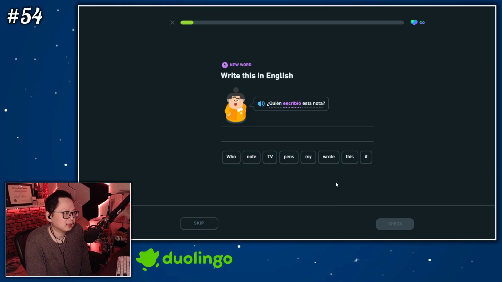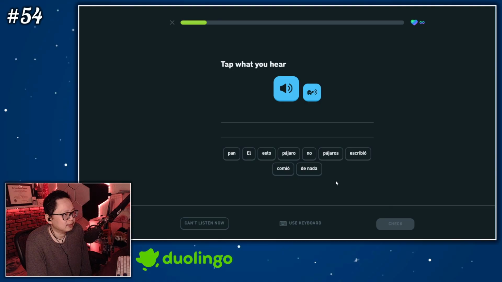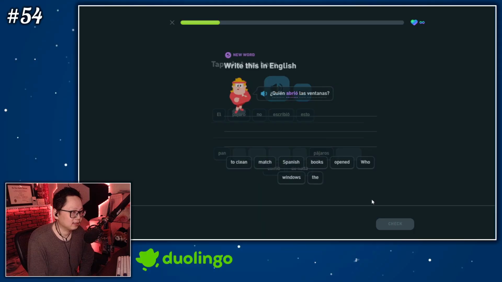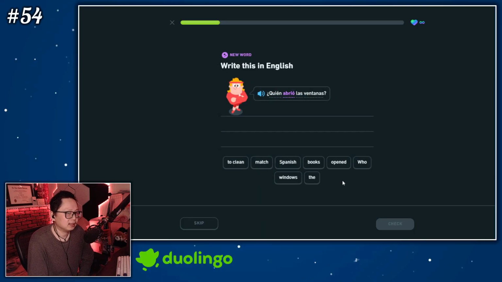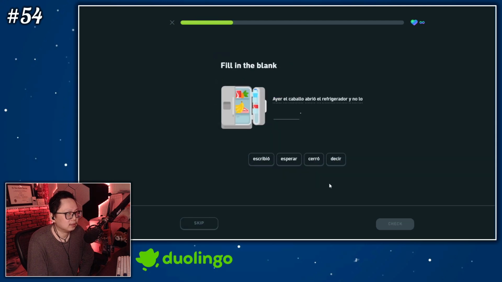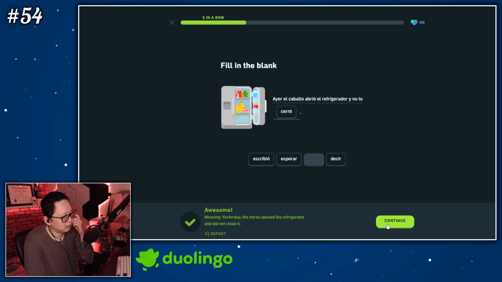¿Quién escribió esta nota? It better not be one of the animals. El pájaro no escribió esto. Kidding. Now the animals are writing things. ¿Quién abrió las ventanas? I mean, that's one way, I suppose. Ayer el caballo abrió el refrigerador y no lo cerró. But okay. We're just blaming the animals for everything now.